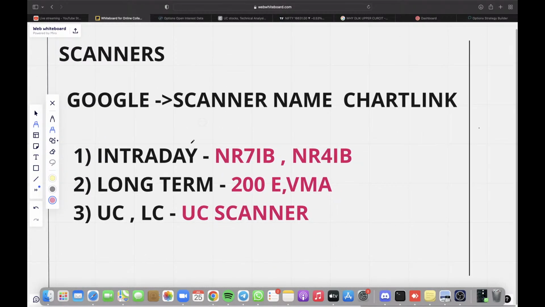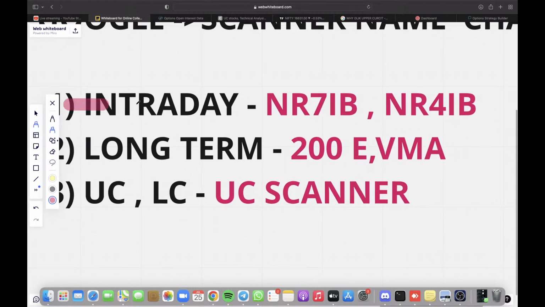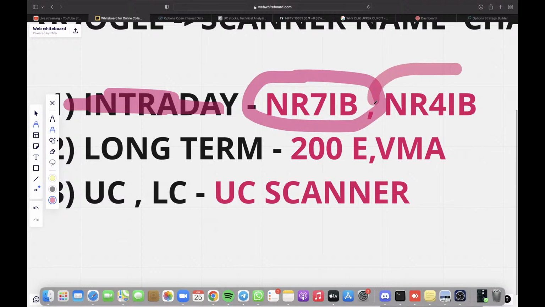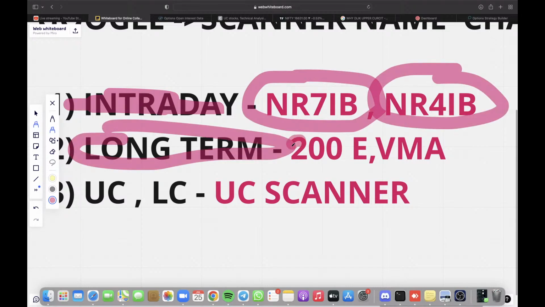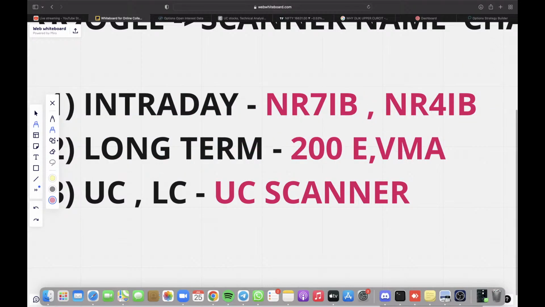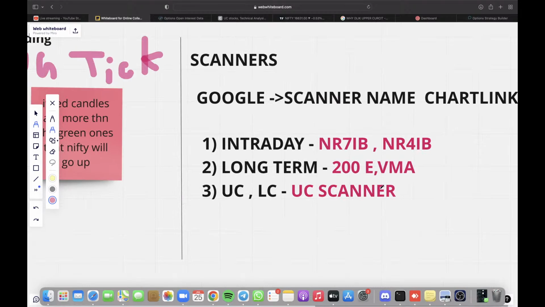Yes. Now you have these scanners. For intraday, for choosing best stocks, you can use NR7IB, NR4IB. For long term, you can use 200 EMA or 200 VWMA. Okay. For upper circuit and lower circuit, you can use UC scanners or LC scanners. I'll show you some practicals also.